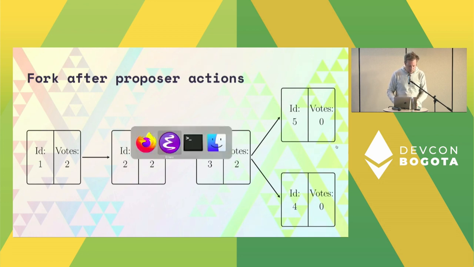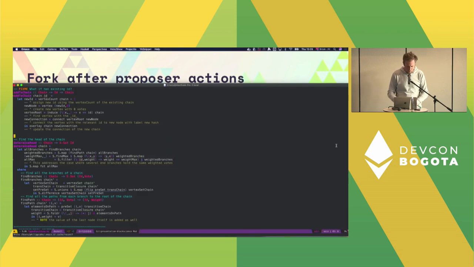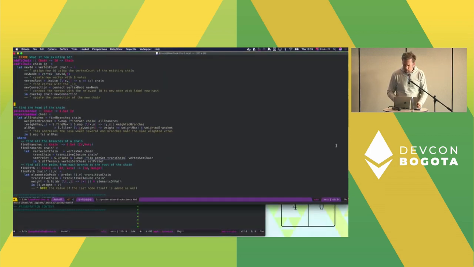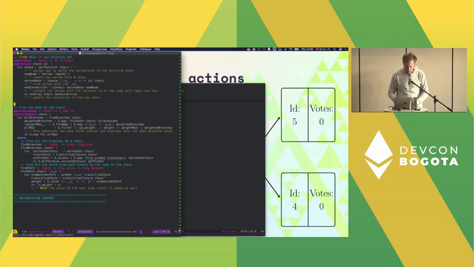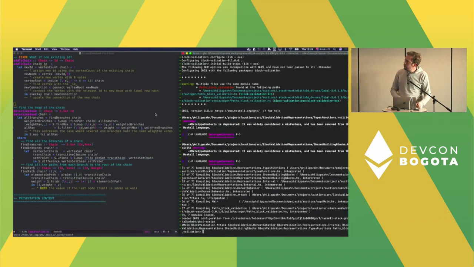Okay, if not, let me jump to... That's not really looking nice. Okay. Can you read this? Should I increase the font? Okay.